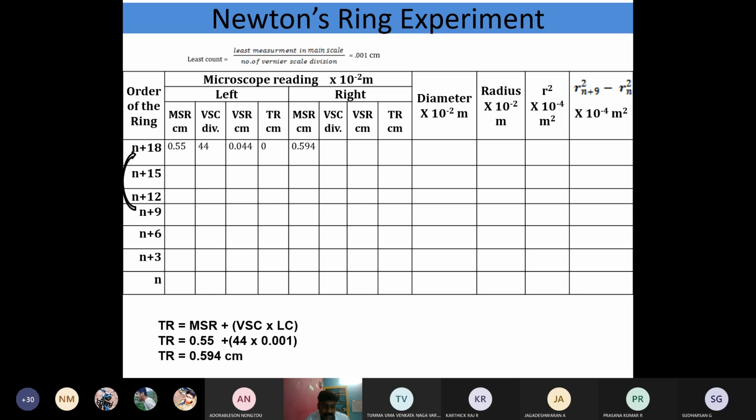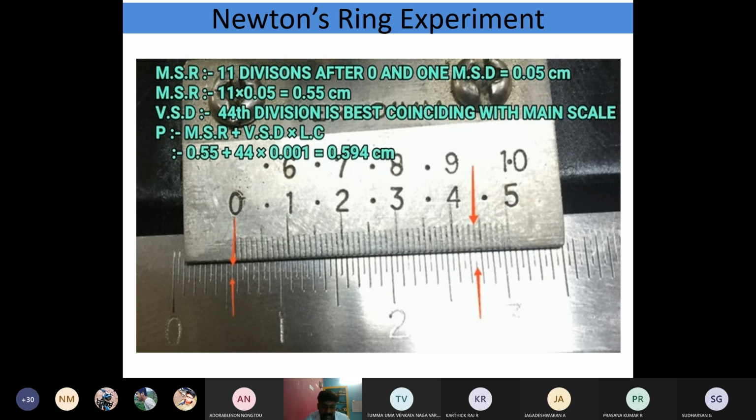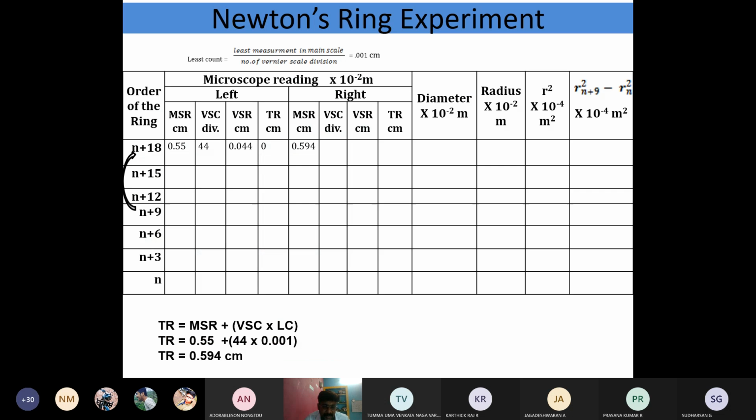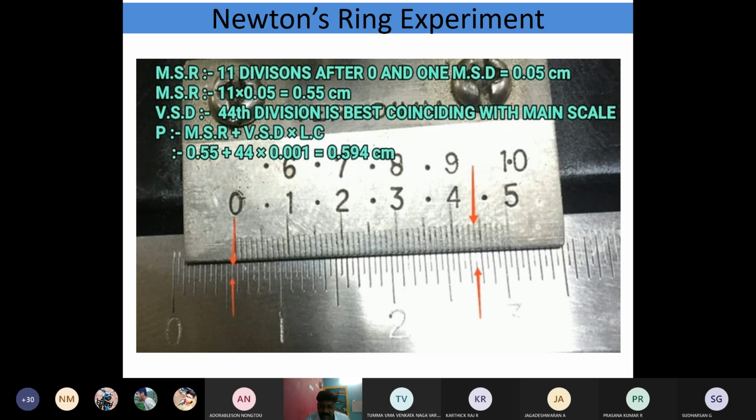See here, as per the previous slide, the vernier scale 0 is coinciding with some value in the main scale. That value is confirmed as 0.55 centimeter. So I have written here 0.55 centimeter as the main scale value. Here we know that the coincident value is from the vernier scale. The 44th line of the vernier scale is coinciding with the main scale.